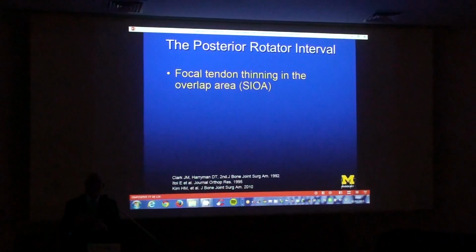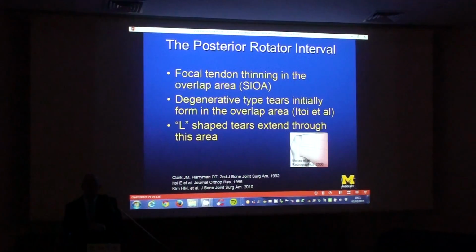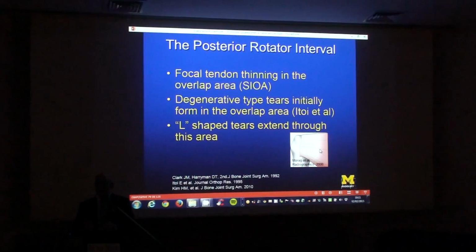Well, based on cadaveric studies from the 90s by Clark and Harriman, we know that this is a focally thin area. Based on ultrasound studies from the last 2 years, we know that degenerative type tears may begin in this area as well. And finally, we know that certain tears, including L-shaped tears, may extend through this area as well. So this area, this posterior rotator interval, may be a potential weak area in the shoulder. But truthfully, we didn't know too much about it.